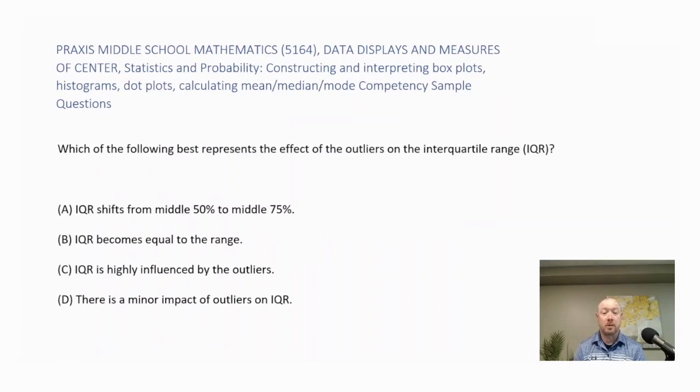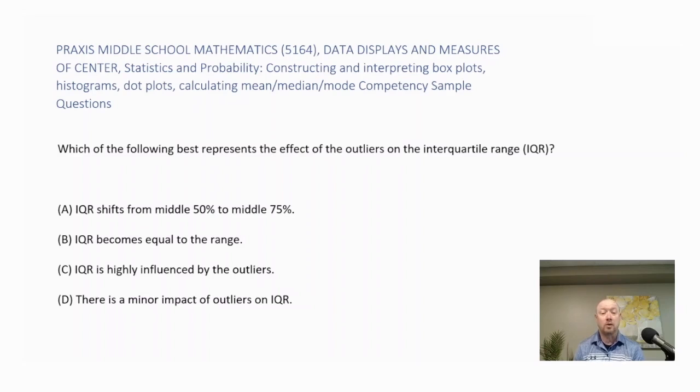Which of the following best represents the effect of the outliers on the interquartile range, IQR? Is it A, IQR shifts from middle 50% to middle 75%? B, IQR becomes equal to the range? C, IQR is highly influenced by the outliers? Or D, there is a minor impact of outliers on interquartile range?